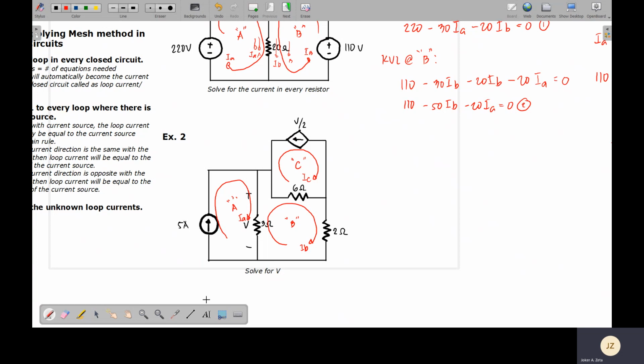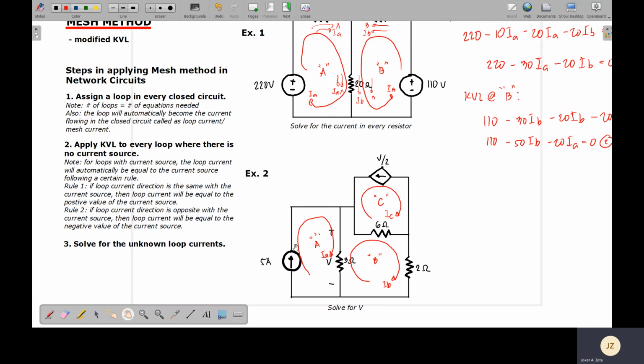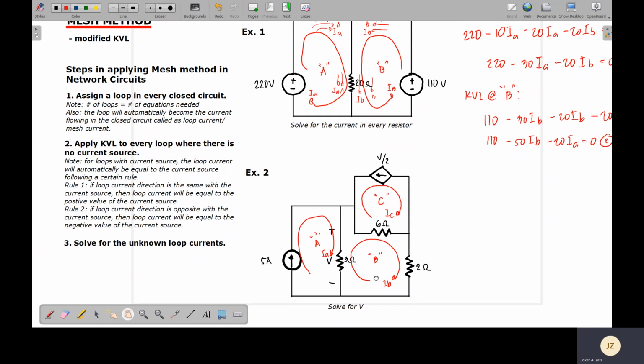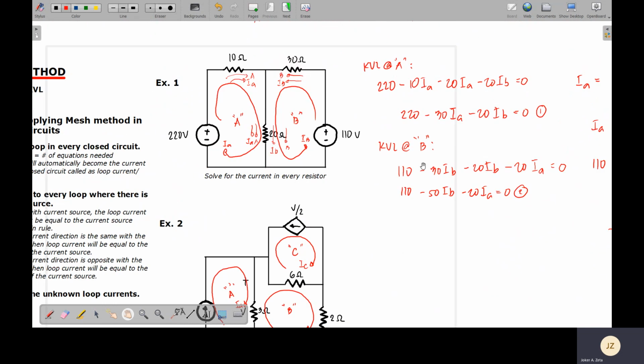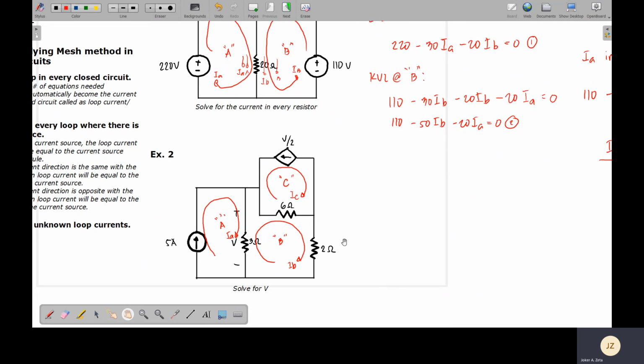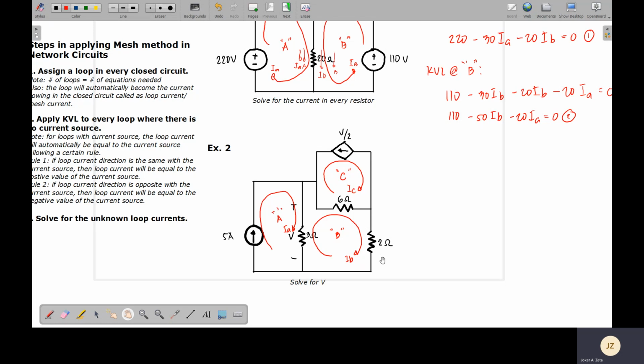Okay, now, so we have three loops, therefore we need three equations. So we have one more equation needed compared to our example number 1, where only two equations were needed. So for your example number 2, we need three equations. Okay, now let's proceed with step number 2. Step number 2, apply KVL to every loop where there is no current source. Now, the loops where there is no current source, you only have loop B.